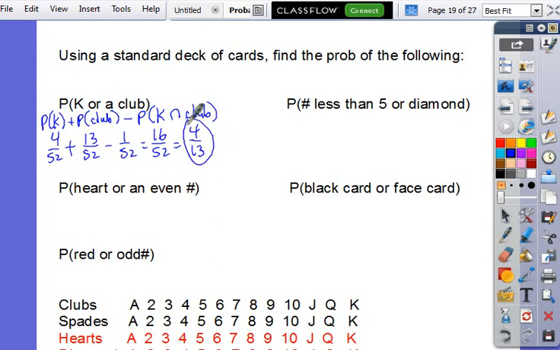All right? So if I go to the second one here, less than 5 or a diamond, mutually exclusive or overlapping? Less than 5 or a diamond. Oh, that's overlapping. That's overlapping because it can be a diamond that is less than 5. So I'm going to say probability of a number less than 5 plus the probability of a diamond minus the probability of a number less than 5 and diamond.